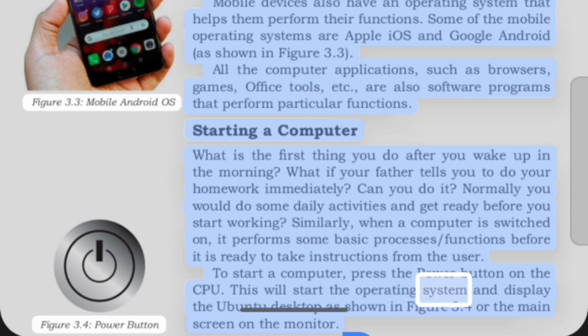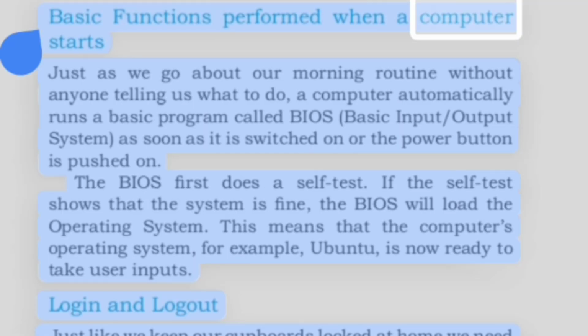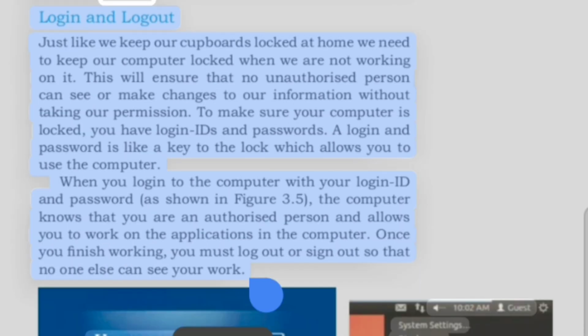This will start the operating system and display the Ubuntu desktop, as shown in Figure 3.4, or the main screen on the monitor. Basic functions performed when a computer starts. Just as we go about our morning routine without anyone telling us what to do, a computer automatically runs a basic program called BIOS, Basic Input-Output System, as soon as it is switched on or the power button is pushed on. The BIOS first does a self-test. If the self-test shows that the system is fine, the BIOS will load the operating system. This means that the computer's operating system, for example Ubuntu, is now ready to take user inputs.